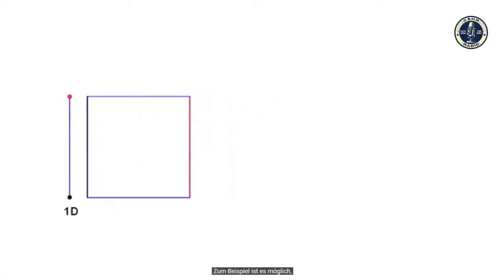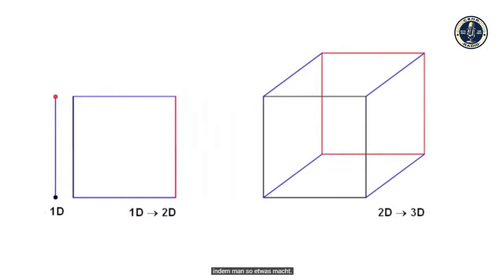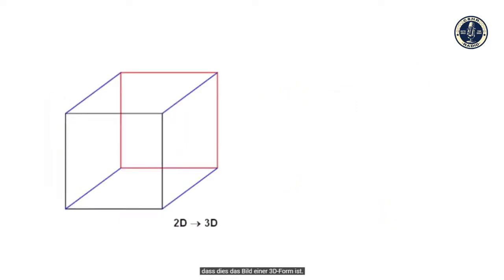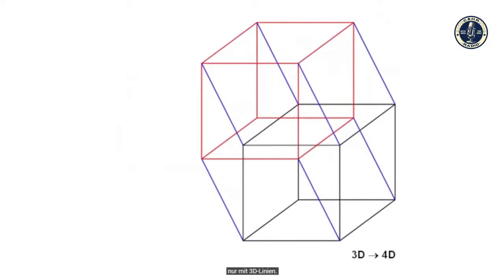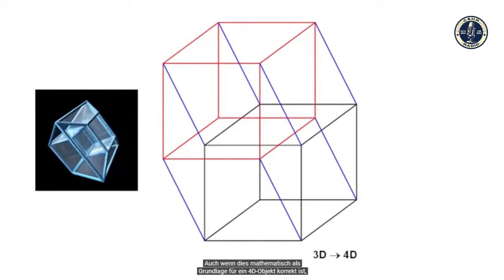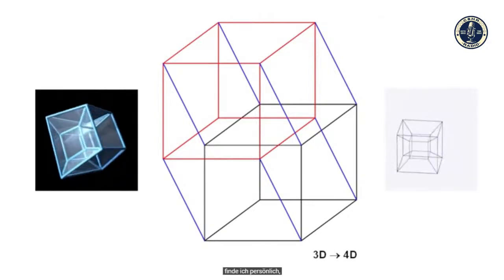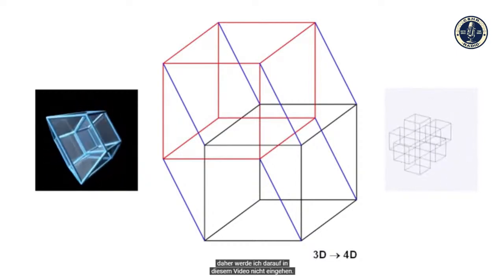For instance, it's possible to draw an approximation of a 3D shape on 2D paper by doing something like this. These lines are all 2-dimensional, but we look at this and our brain recognizes that this is a picture of a 3D shape. So, in the same way, we could probably do something similar to what a 4D object might look like using just 3D lines. Mathematicians have attempted to do this, although their results tend to be a little confusing. Although this is mathematically sound as a basis for a 4D object, I personally don't find my understanding of 4D space deepened by looking at it, so I won't focus on it in this video.